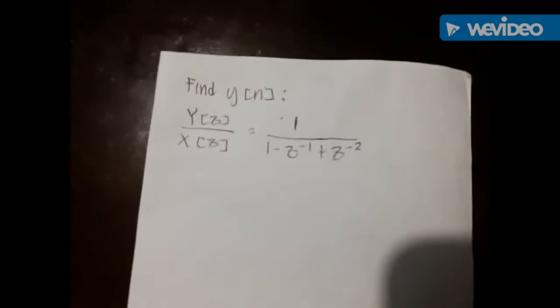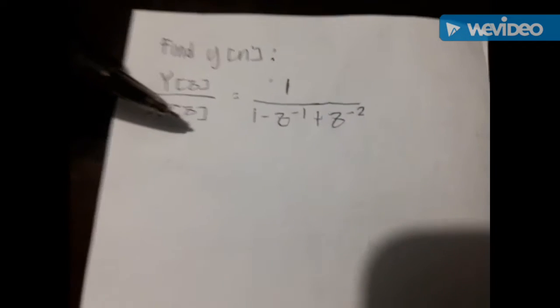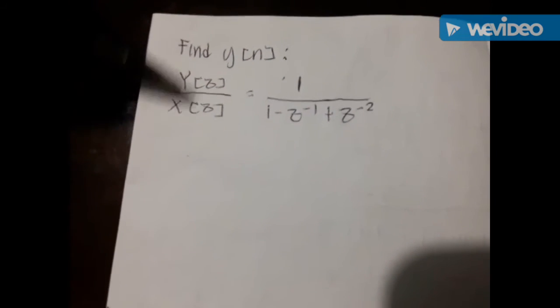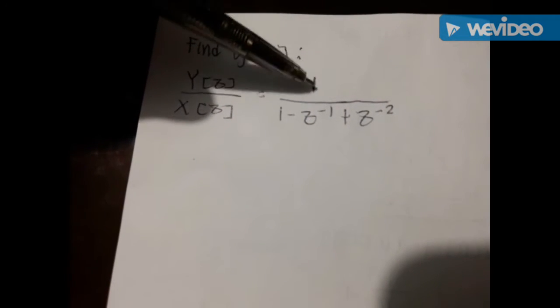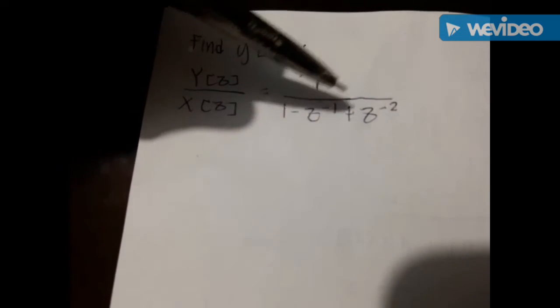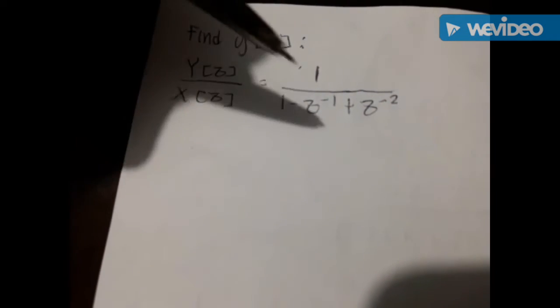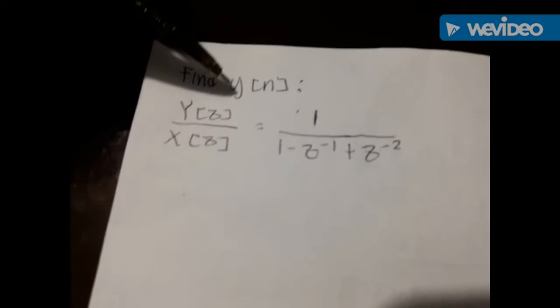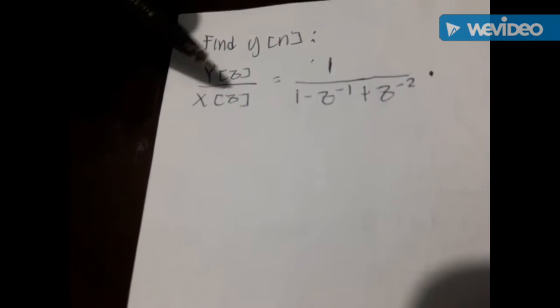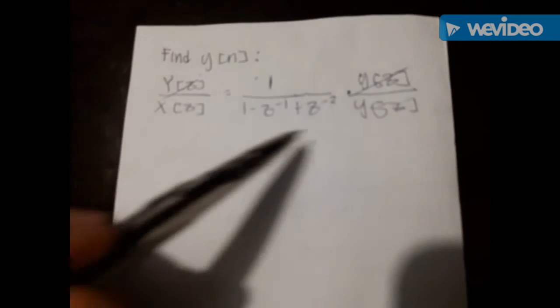What if we are asked to find y(n) with this equation? The first thing we're going to do, since Y(z) is only equal to 1 over 1 minus z^-1 plus z^-2, and this part is what we need, but we are asked to find y(n). So the first thing we will do, since we don't need this part, is to multiply by Y(z), and then cancel this part. Now this part is being cancelled, but it is multiplied by this part.